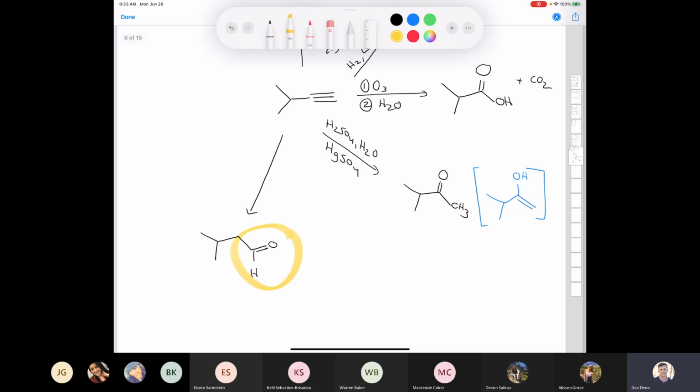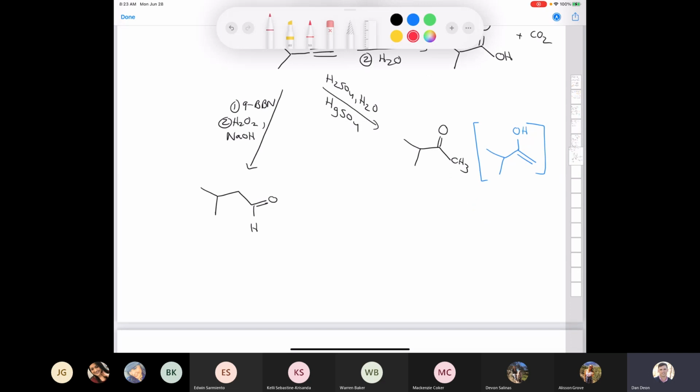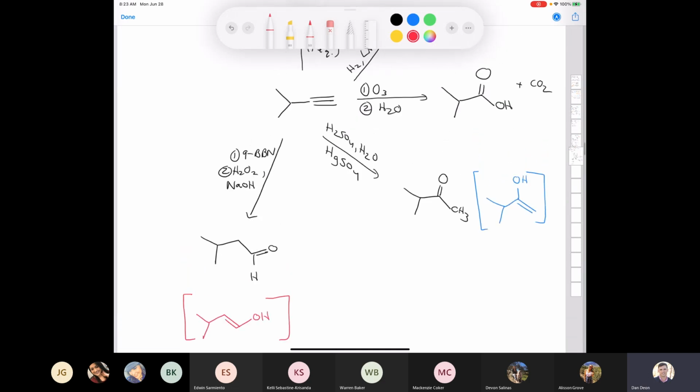Remember, if you're making an aldehyde, except for ozonolysis of an alkene, you've only got one other option, and that is to treat it with a hindered borane, like 9-BBN. I'm going to write that this time, 9-BBN. And then in the second step, we'll use hydrogen peroxide and sodium hydroxide. And there you go. And that would produce this enol. Let me scribble it down here. So we'd end up with this enol. And that enol is going to undergo tautomerization to give us the aldehyde.